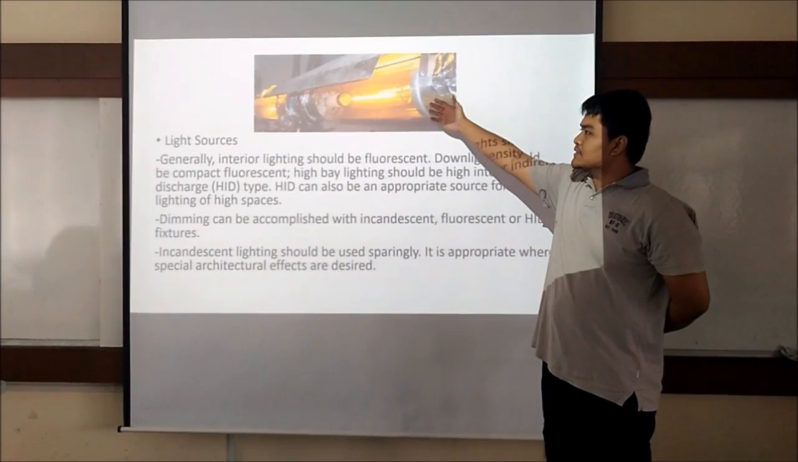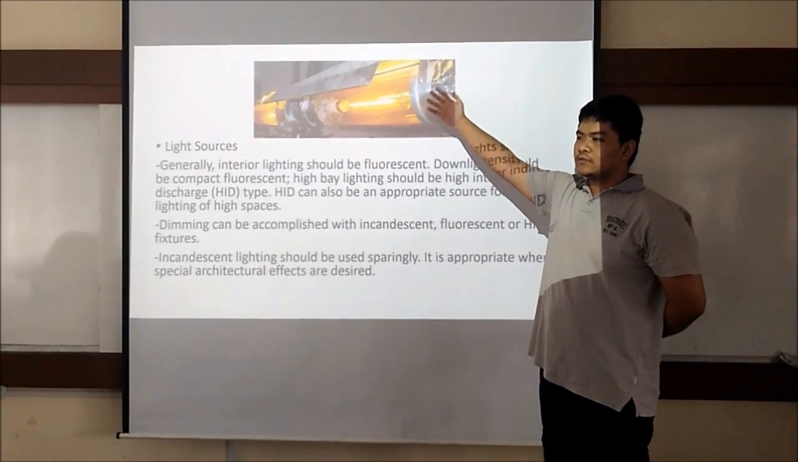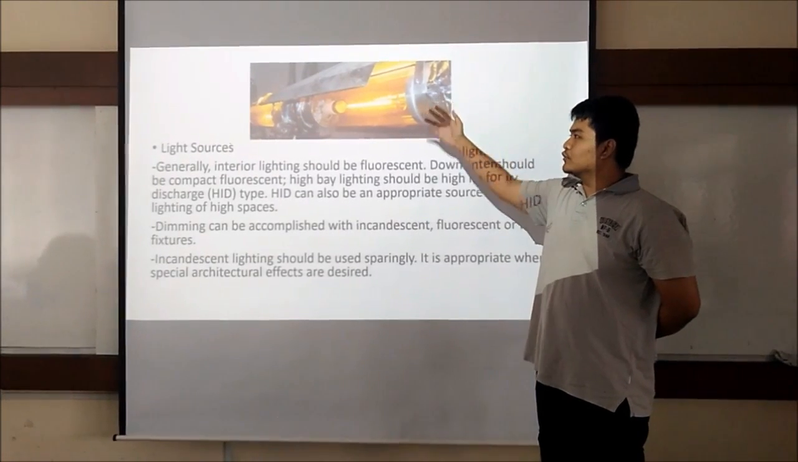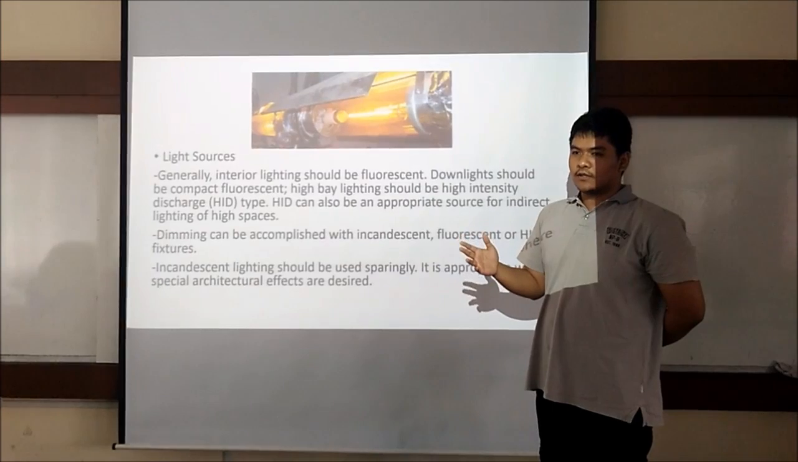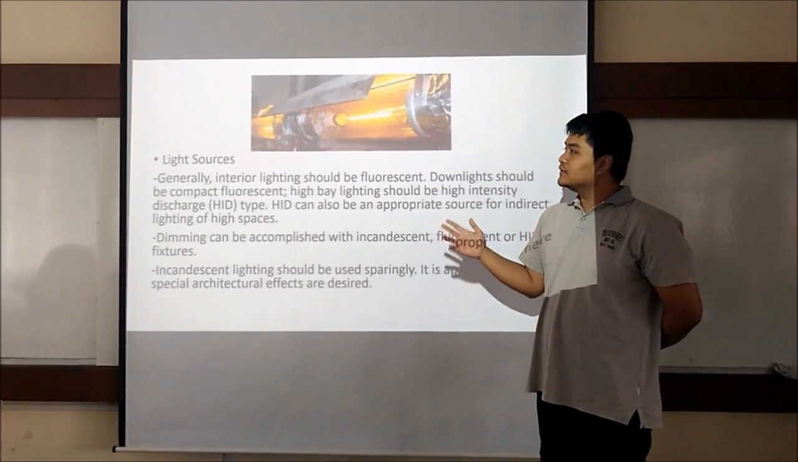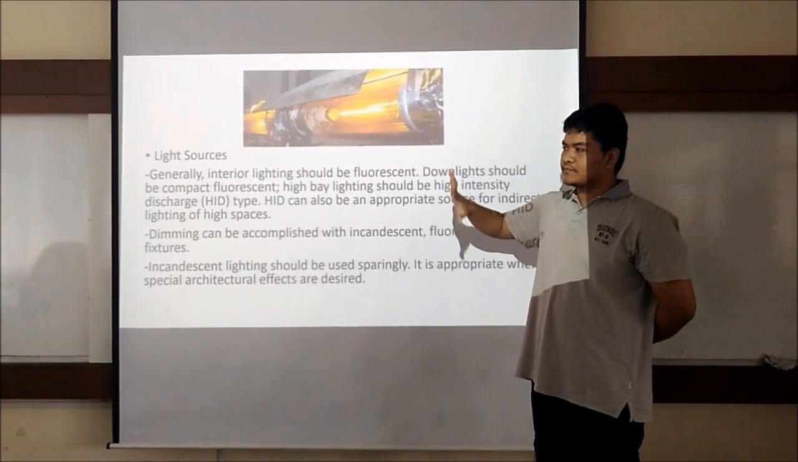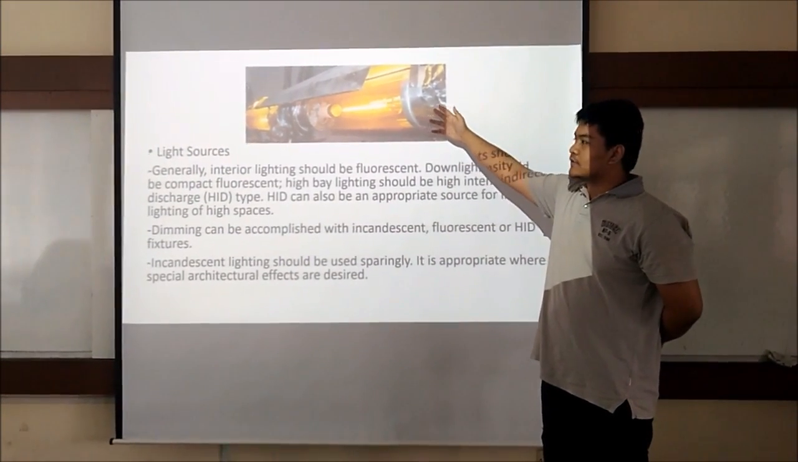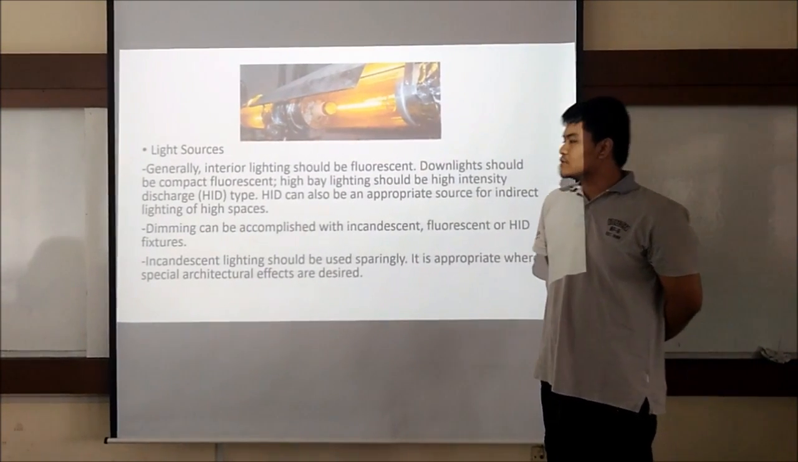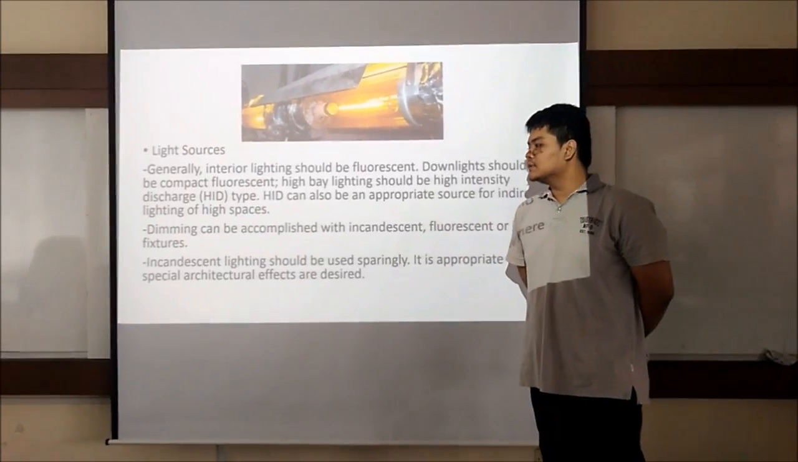We can see here, this is a HID, which is often used in museums or the opera to create mood in, for example, a display area. This is used to enhance the quality of the paintings because it has mood lighting. Okay. Dimming can also be accomplished with incandescent, fluorescent, or HID fixtures.